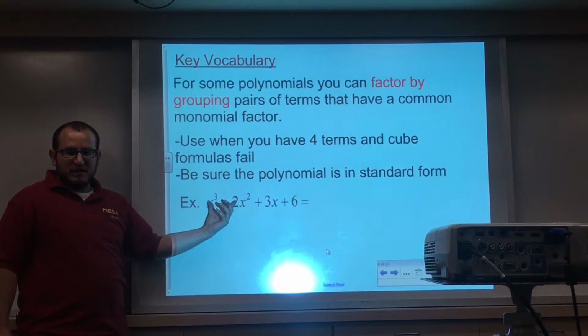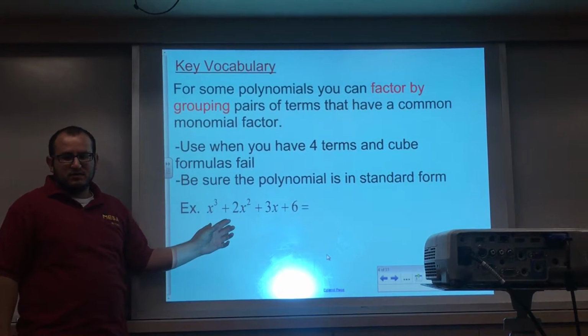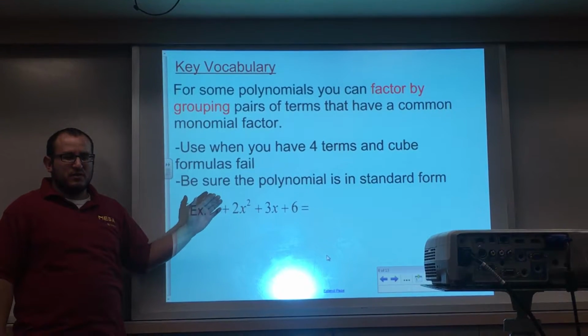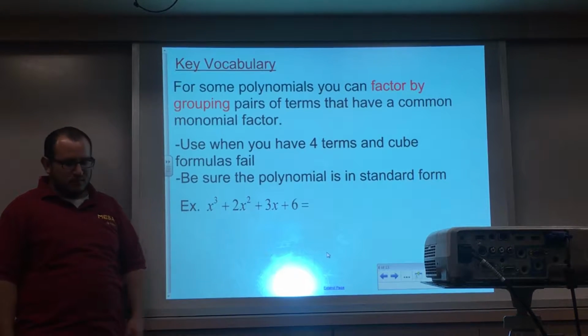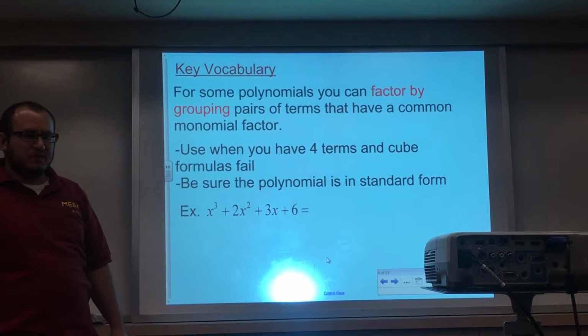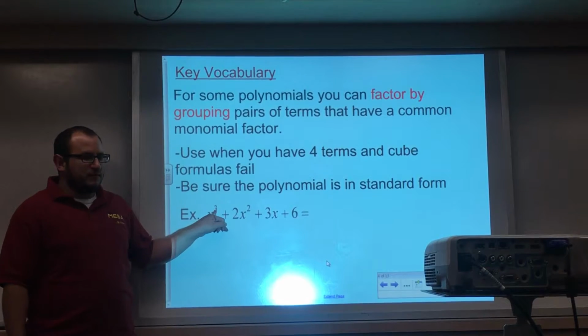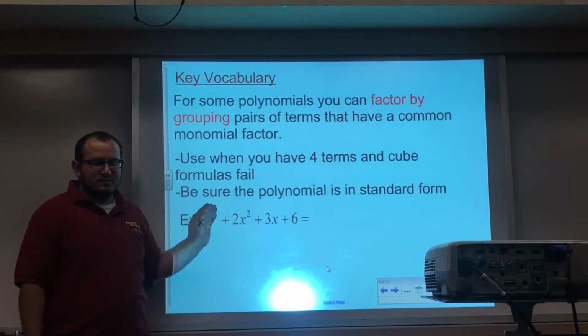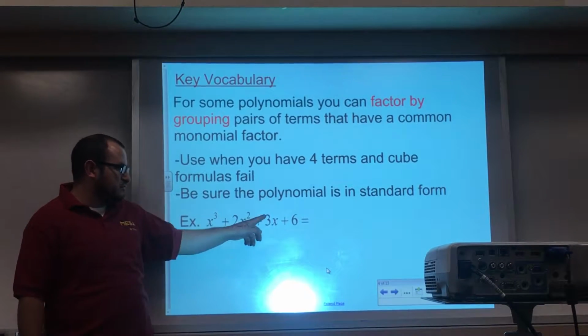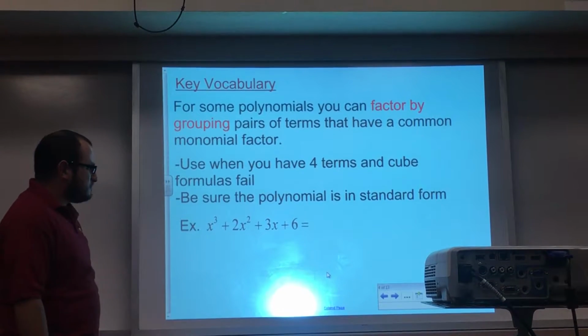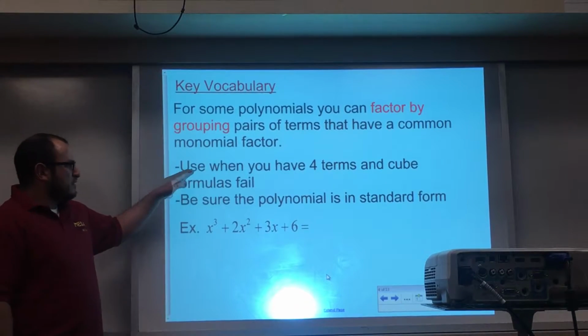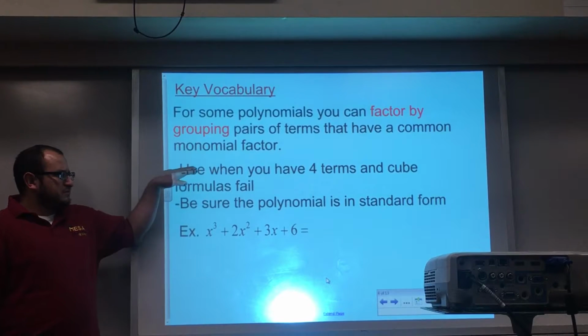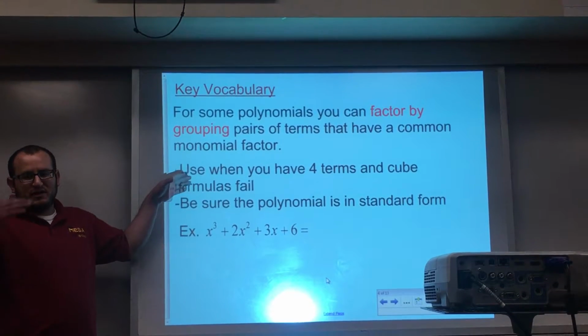Sometimes it's going to be in order like this. Sometimes it's going to be all jumbled. So the key thing to remember is always put it in standard form. And standard form simply means highest power first, lowest power last, and it has to be in descending order. So 3, 2, 1, 0. Okay. These are just some common ways to go through the list of factoring.